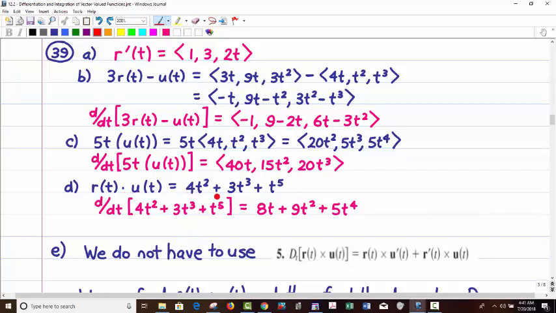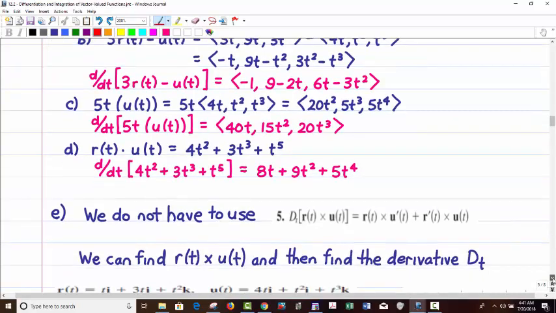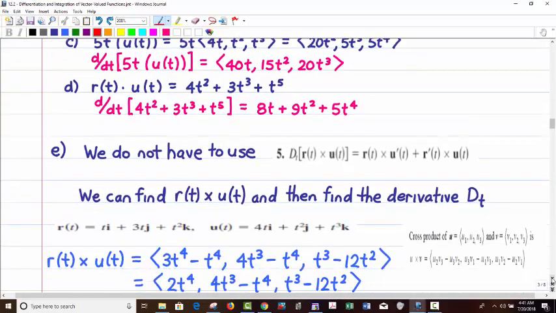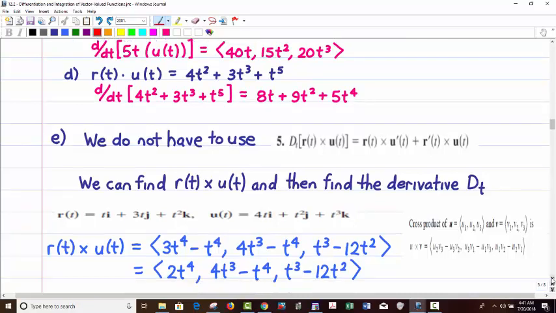So do a simple dot product, and you'll get 4t squared plus 3t cubed plus t to the 5th, and then the derivative of that is easy. It'll be 8t plus 9t squared plus 5t fourth. So this is a scalar result here. The first three were vectors, but the fact that we're taking a dot product here means even though it's the derivative of it, we're going to get a scalar. The next one's going to be a vector result because remember the cross product yields a vector.